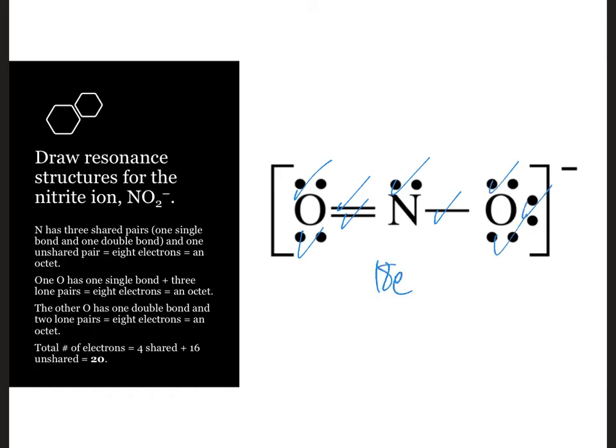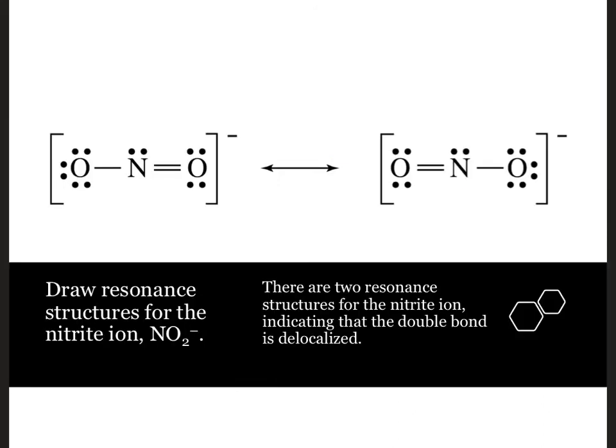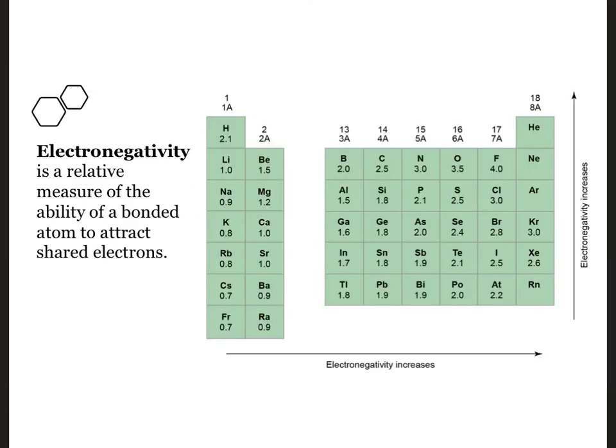This structure represents an ion with an overall charge, so we've enclosed the structure in brackets and indicated the polyatomic ion's charge outside the brackets. Finally, because the double bond has an equal chance of being between either oxygen and nitrogen, we show both possible resonance structures separated by a double-headed arrow. This structure is done.